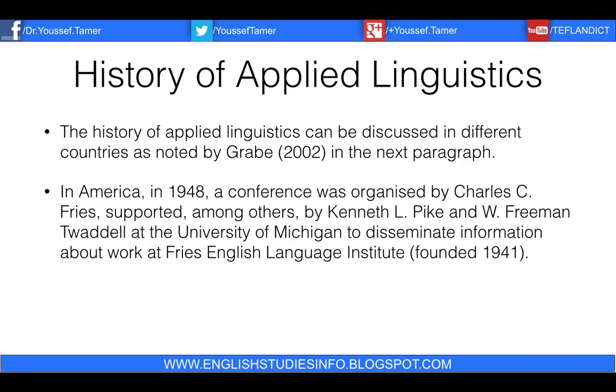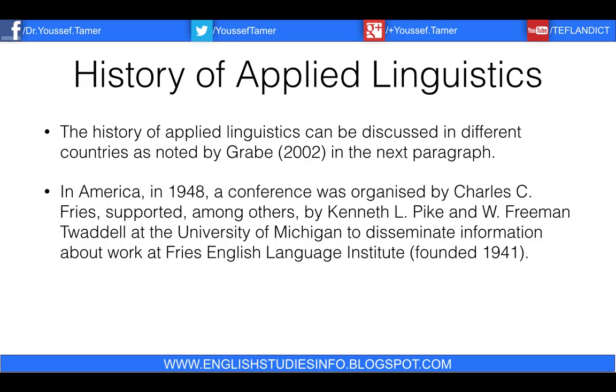In America, 1948, this is how things are beginning, because they noticed problems related to language learning, language teaching for the immigrants, minorities, etc. So that's how the researchers in the field of linguistics started feeling the need for going beyond language. And that's how applied linguistics began.